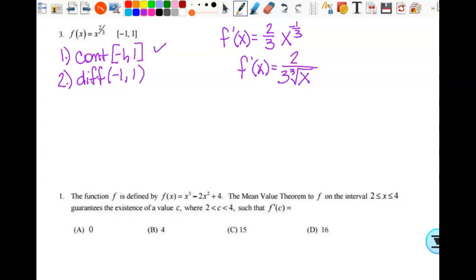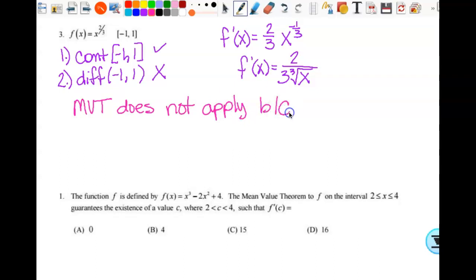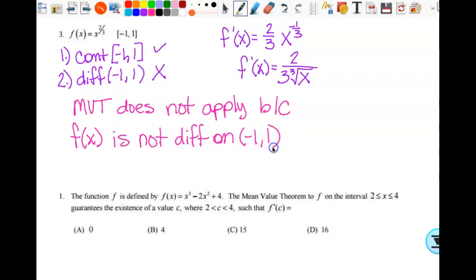Okay, but let me ask you this. I took the derivative. Is it differentiable from -1 to 1? If I substitute in every number between -1 and 1, am I going to get a value out? What happens when we substitute in 0? What do we get? Undefined. So it is not differentiable because when I substitute in that 0, I get a 0 in the denominator, which makes it undefined. Okay, does that make sense? Then we would say MVT does not apply because f of x is not differentiable on -1 to 1.